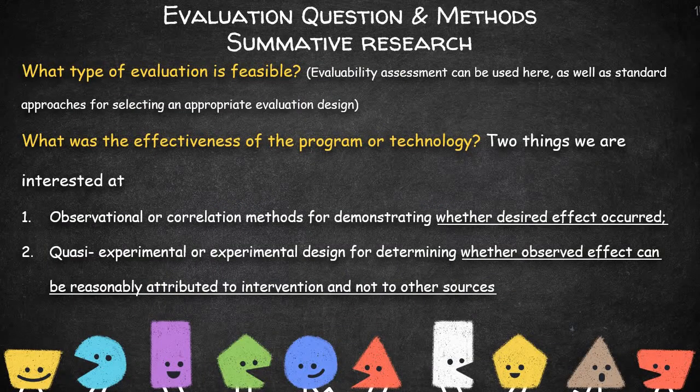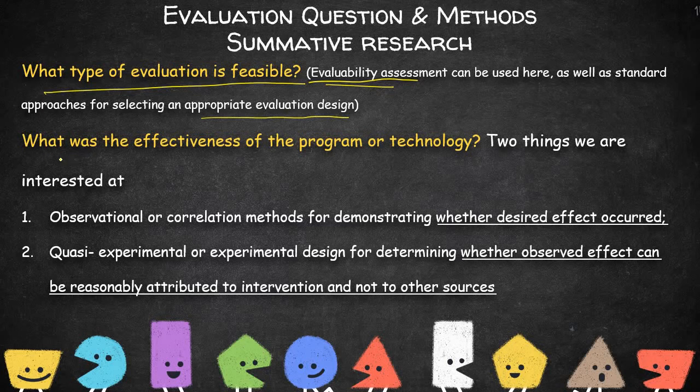Under summative research, you have these kinds of questions and methods. The first one is, what type of evaluation is feasible? So whether some evaluation is feasible or not, that is what you are interested in under summative research. So do we have an evaluability assessment, or do we have an appropriate evaluation design? This is the first one.